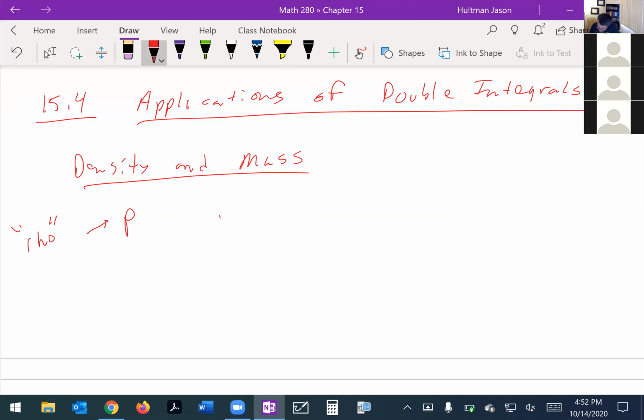So the density is equal to rho of xy, which is equal to the limit of delta M over delta A. It's the change in mass over the change in area. It really is the change in mass over the change in volume, but we'll get to that a little bit later.